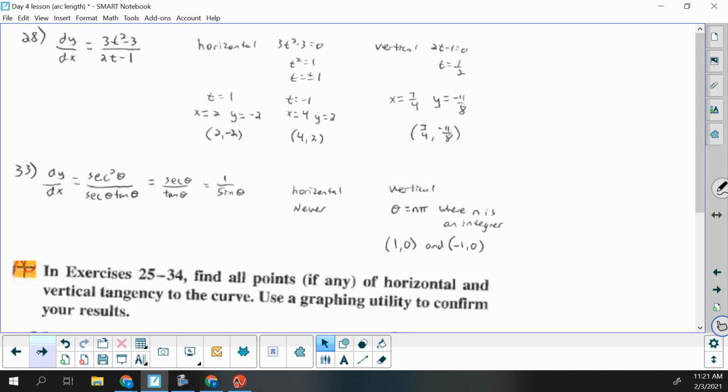It's vertical when the slope is undefined, so that's when our dx over dt is 0. Set that equal to 0, you get t is a half. Fill those in the original, you get 7/4 and negative 11/8.